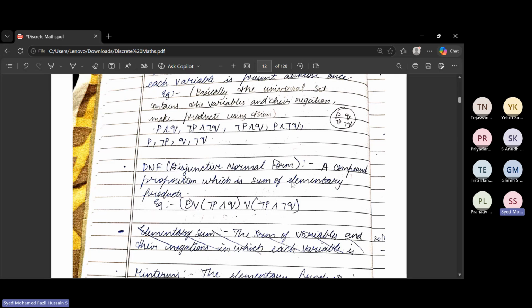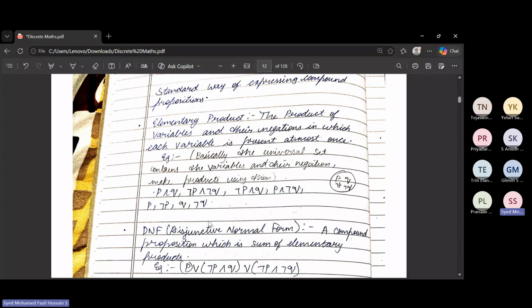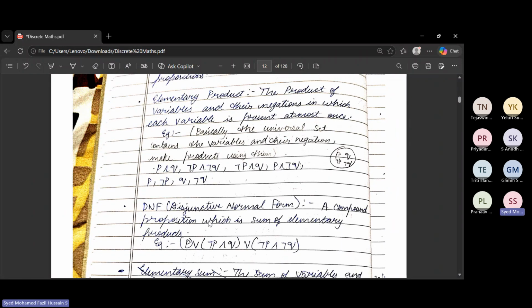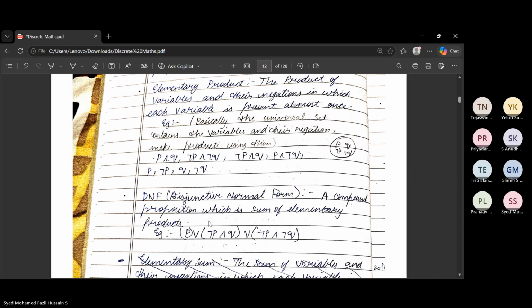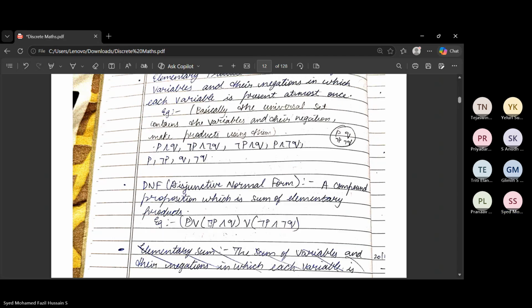So disjunctive normal form is a compound proposition which is a sum of these elementary products. As we have seen already, the elementary products only have conjunction, that is, and. Using this, we are adding those statements, the statements which have that and. So that is disjunctive normal form. Here disjunctive means or, right? We are using the or statement to connect different elementary products.